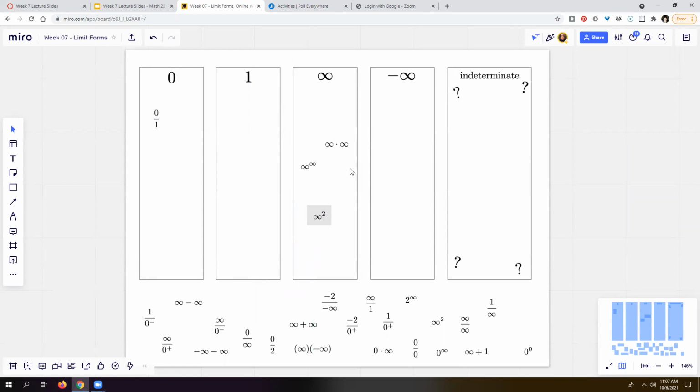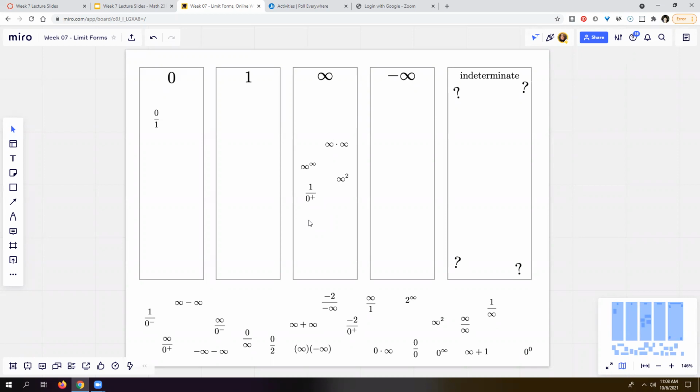Infinity squared, a quantity that grows and grows and grows. You square it, still growing. Right, what else? Which one? 1 divided by 0 plus. Here, the denominator gets tinier and tinier, but it's positive the whole time it does that. So it's like 1 over 0.1, 1 over a tenth, 1 over 100th, 1 over a millionth. Because 1 over a millionth is a million, right? 1 over 1 millionth is big. So that one goes to infinity.